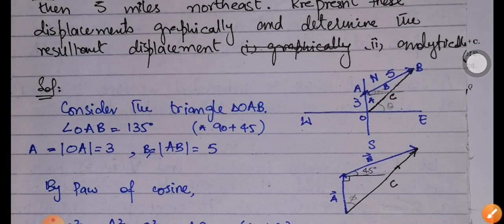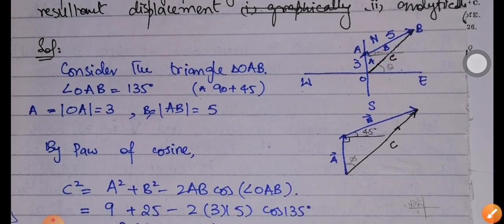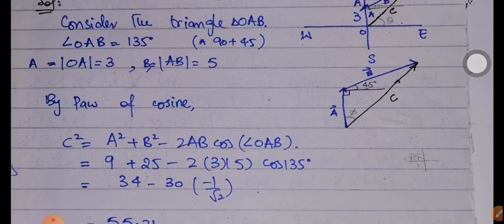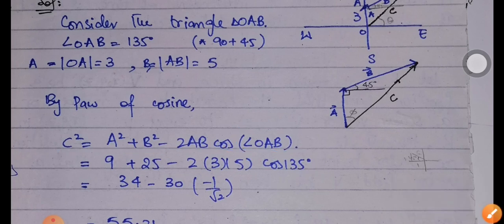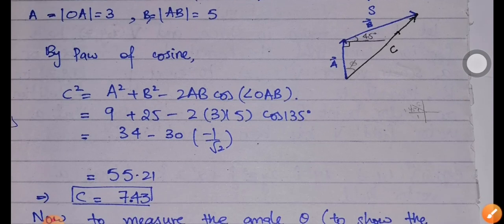So in order to solve this triangle, or to find the value of C and phi, we are going to use the law of sines and cosines. At first we will use the law of cosines to get the value of C. By the law of cosines, C squared is equal to A squared plus B squared minus 2AB cos of the angle opposite to the side C, which is the angle OAB, or 135. So we have cos of 135 degrees, and the answer is 55.21, and by taking the square root we get 7.43. So here is the value of C in this case.